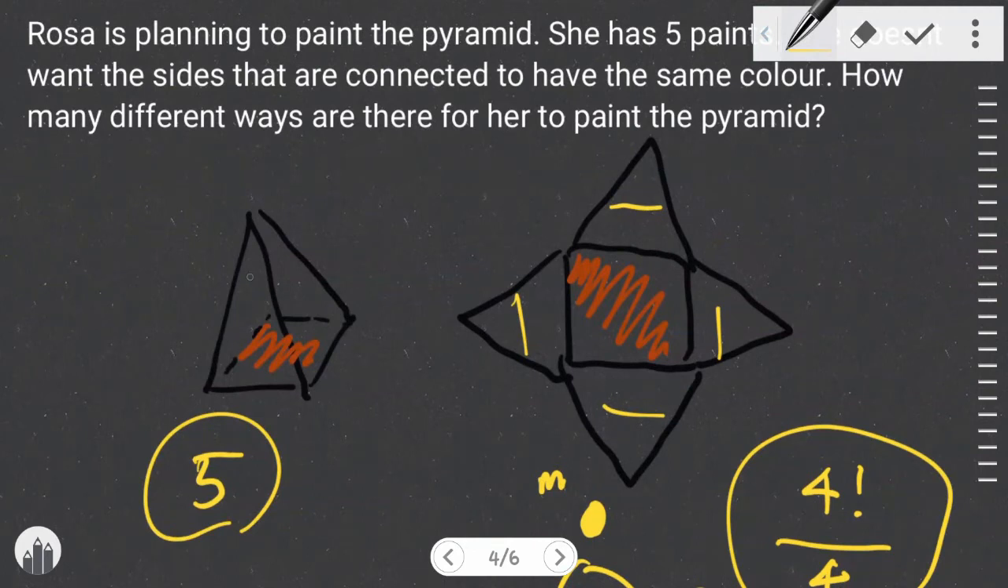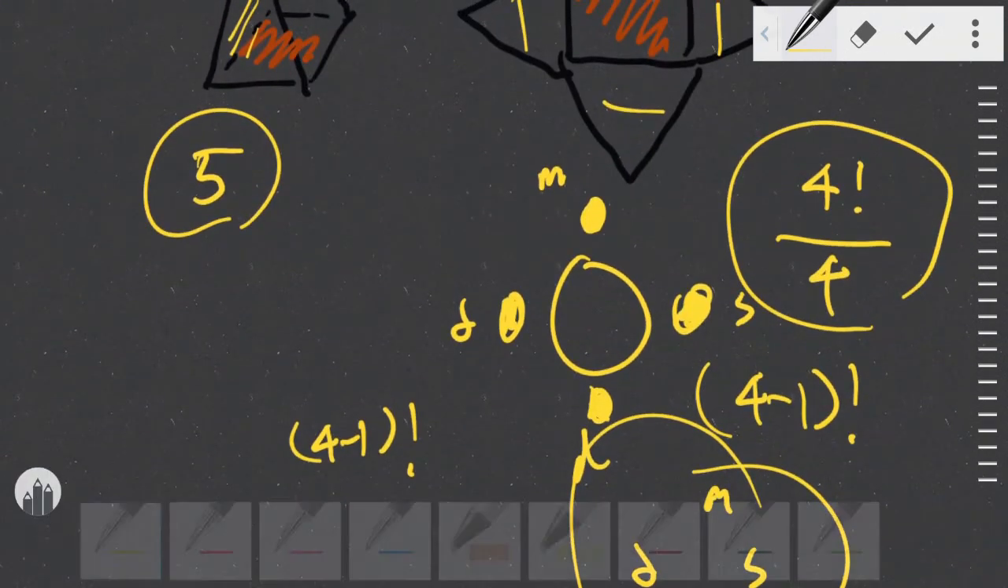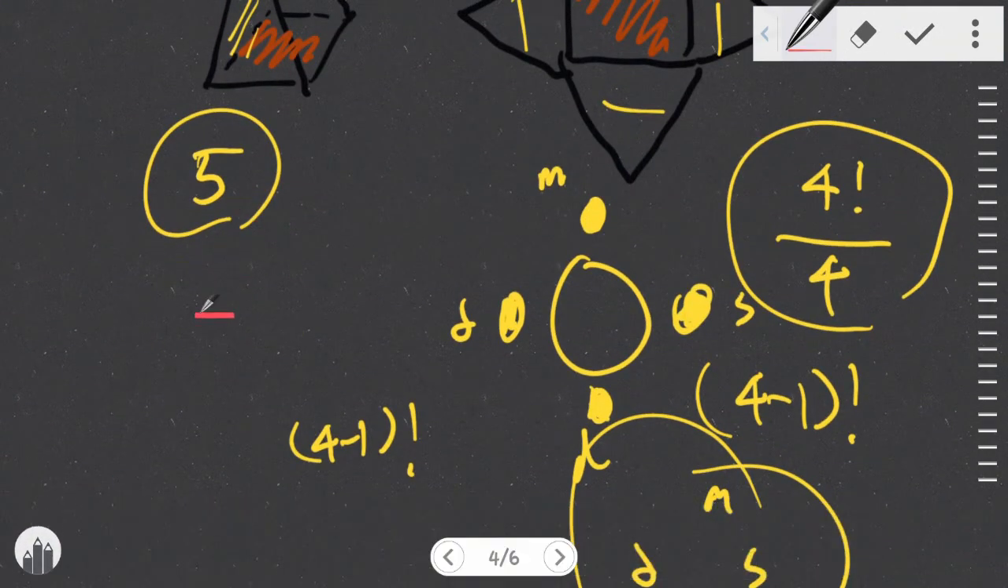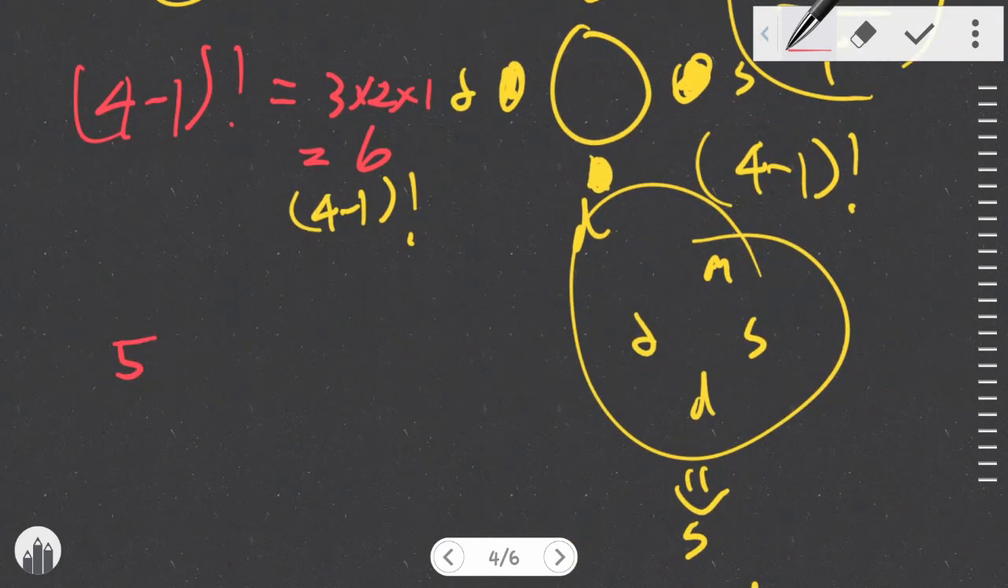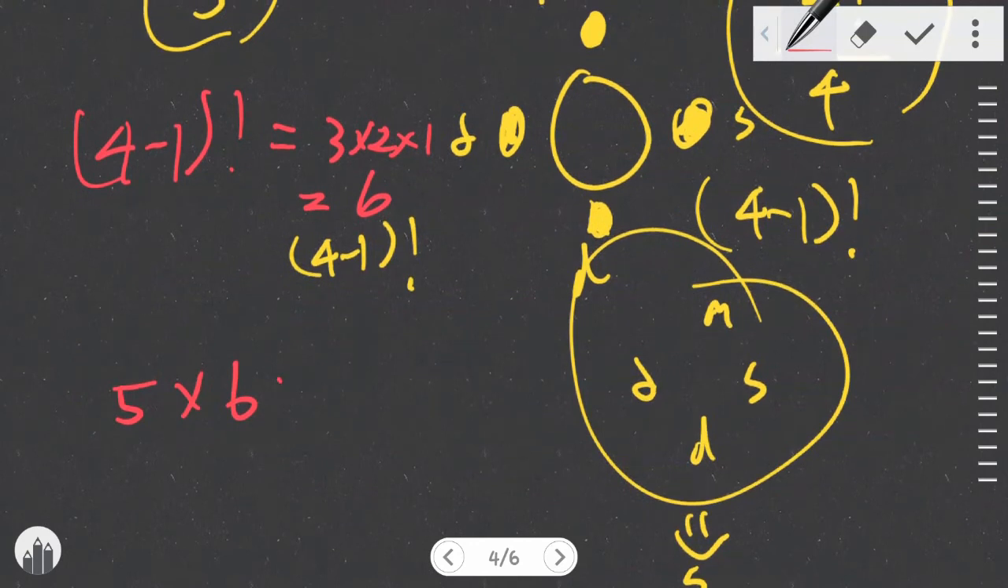If we just turn this pyramid one side to the left, then we are going to have 4 same repeated kind of pattern. So what that means is that all we have to do is there's 4, the n is 4 bases. It's going to be 4 minus 1 factorial, which is 3 times 2 times 1 equals 6. So the answer is 5, the number of possible events you choose the base, multiplied by 6, the number of possible events you color the 4 sides, which equals 30. That is the answer.